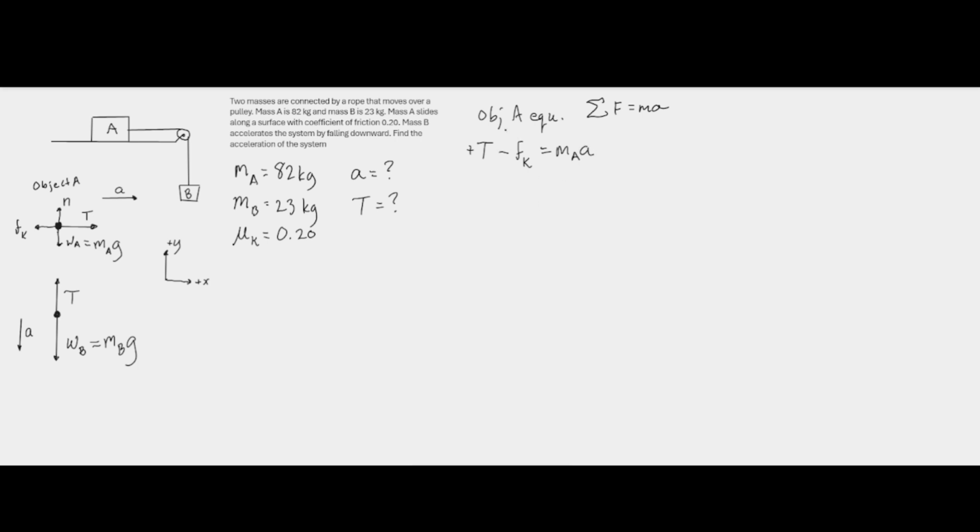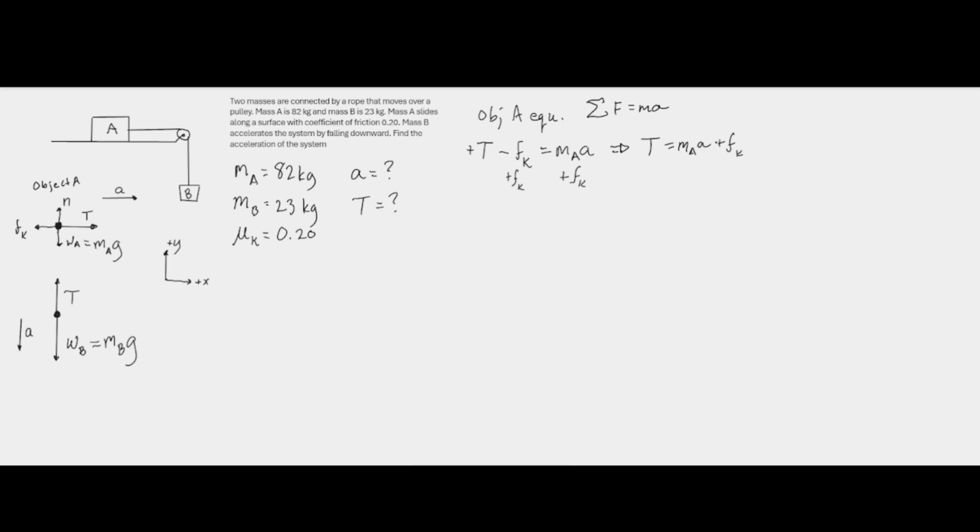Next, we know that tension is the common force in both objects, so I'm going to solve this for tension. I'm going to add the force of kinetic friction to both sides. And this becomes the tension force is equal to the mass of A times the acceleration of the system plus the force of kinetic friction.